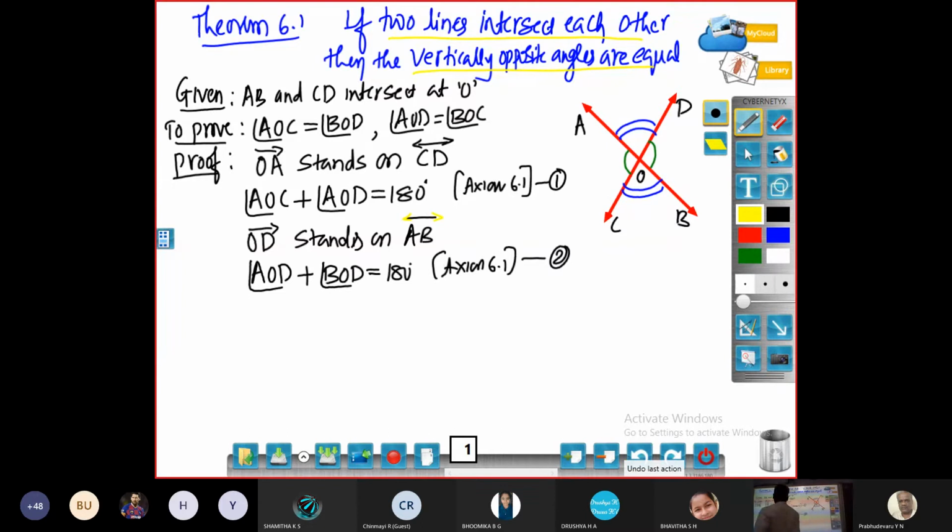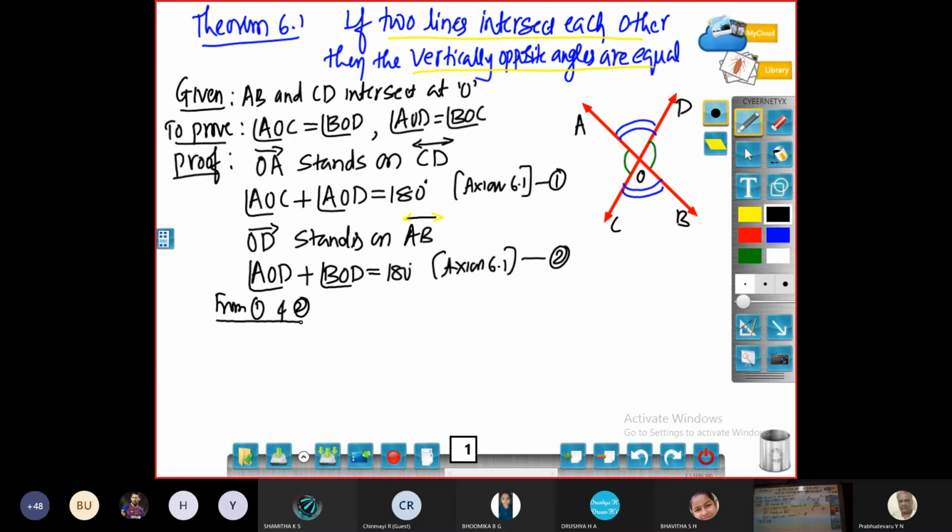Now compare equations 1 and 2. What can you conclude? Both are equal to 180 degrees. Equation 1 is equal to 180 degrees and equation 2 is also equal to 180 degrees. You have an axiom: things which are equal to the same thing are equal to one another.